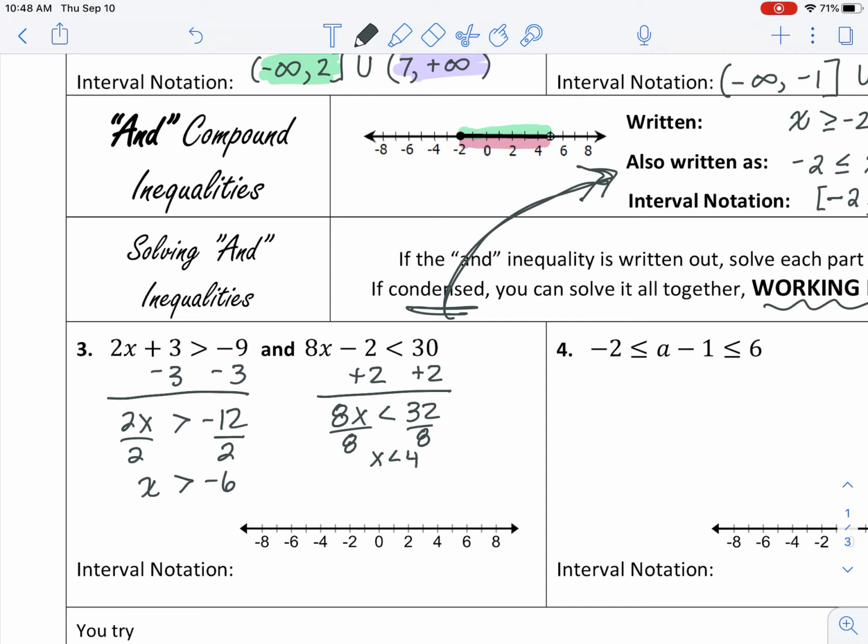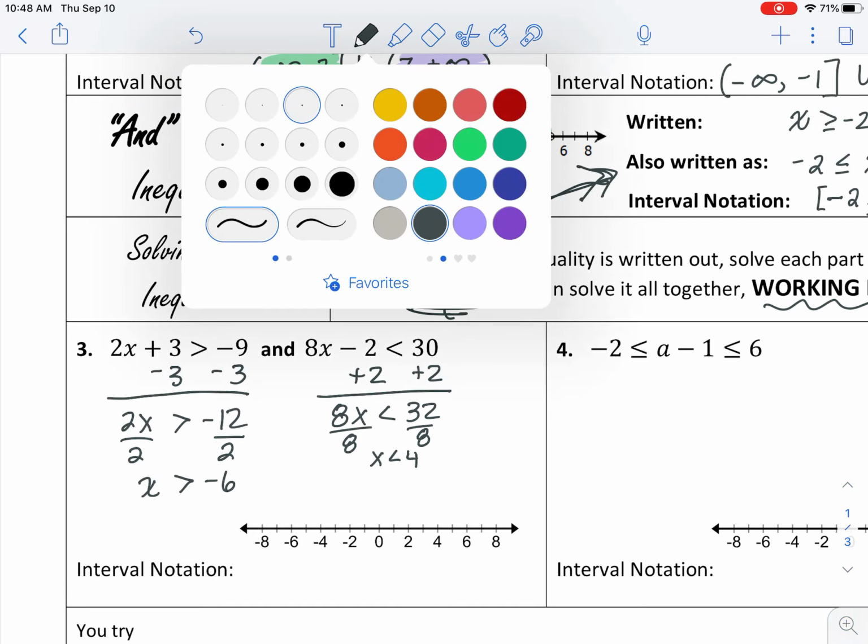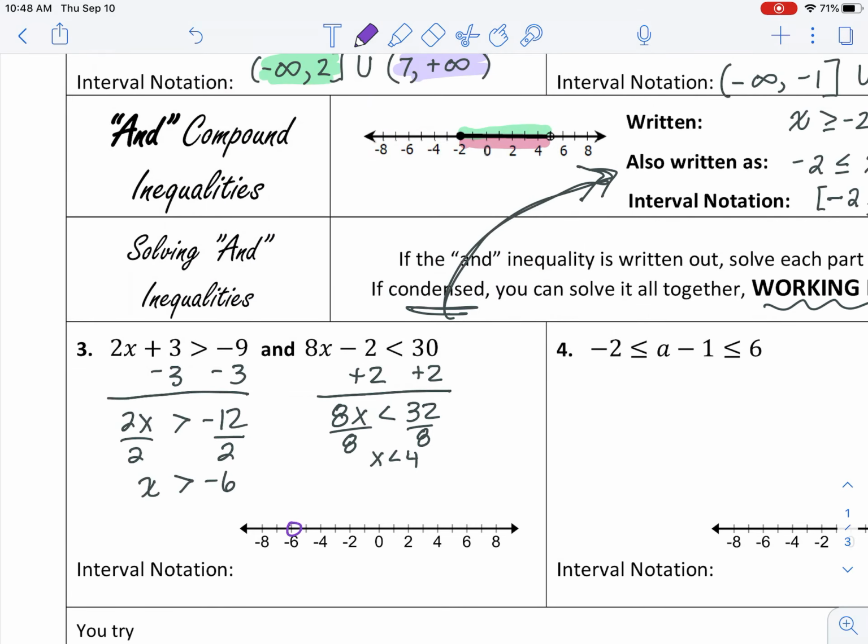All right, we have open points at both of our numbers. So an open point at -6 and an open point at 4. And then our solution is in between because x is greater than -6 and x is less than 4. So the part where it overlaps, where we can say it satisfies this one and this one, are these numbers in between. And then our interval notation, you just do left to right, -6 to 4, and then they both have parentheses because they're open points.